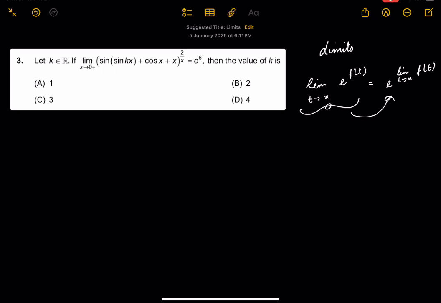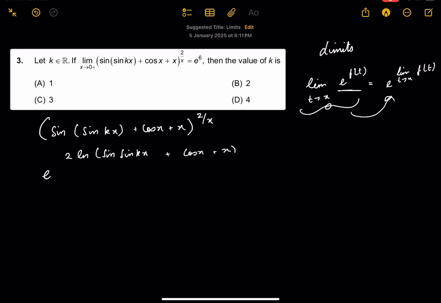a given limit of this form, we'll simply write (sin kx + cos x + x) whole to the power 2 by x as e to the power of 2 ln (sin kx + cos x + x) upon x. So we are given that this limit exists and is equal to e to the power of 6.